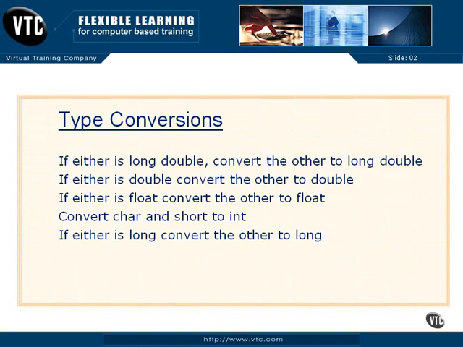Here are the general rules, and this is straight from K&R. If either operand on either side of the operator is a long double, then the other one will be converted to long double. If either is a simple double without the long extension, then convert the other to double. If either is float, convert the other one to float. Converting then, characters and shorts will be promoted to integers if one is an int and the other is not. If either operand is a long, then you need to convert the other to a long to do the math properly. So that's a simple rule of thumb there. And again, you can find that in K&R.